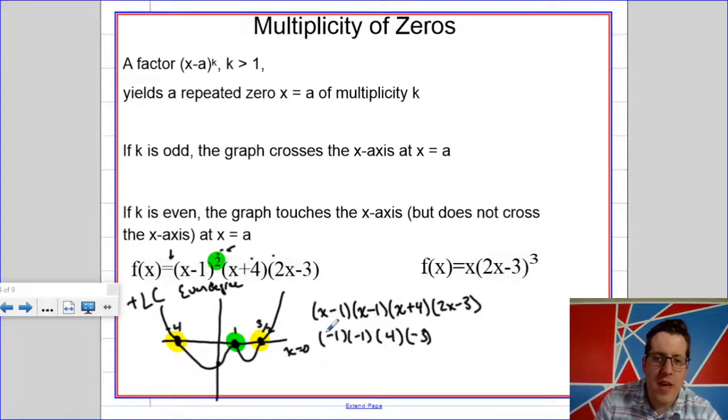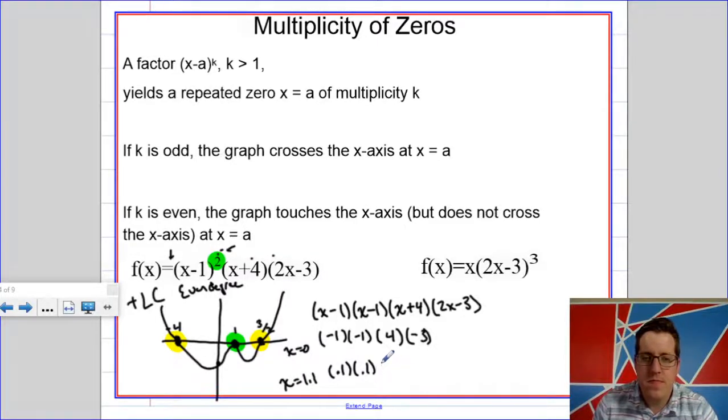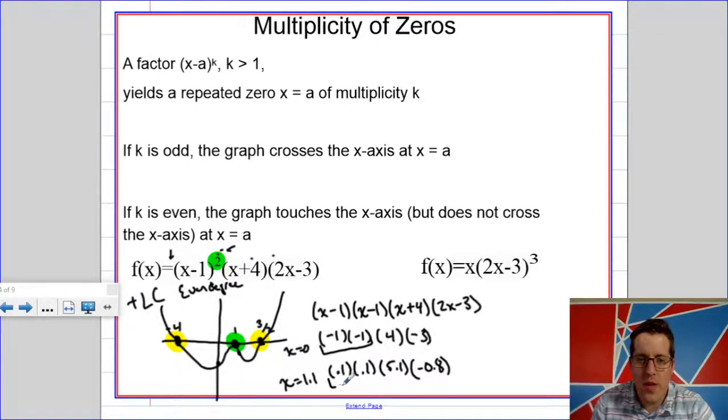Now, if I go to plug in something like 1.1, I'm going to get a positive, a positive, a positive, and a negative. So still multiplying out to be a negative. Since these two signs change with each other, they don't allow me to go from negative to positive because they are happening an even number of times.